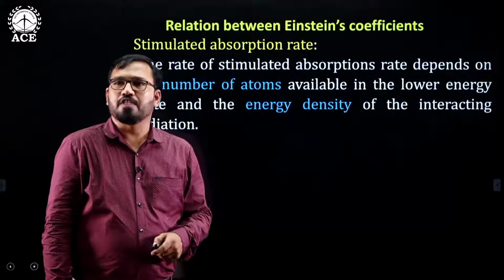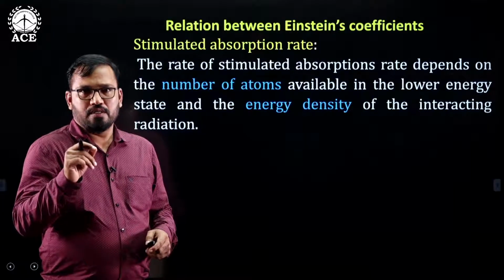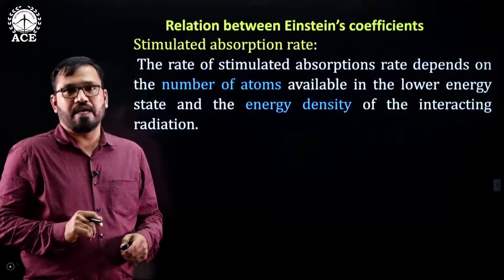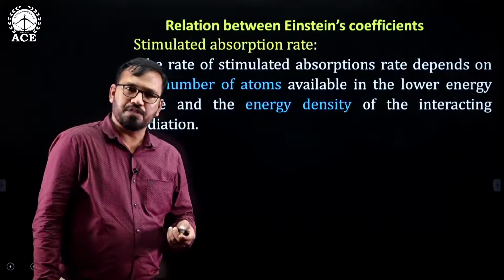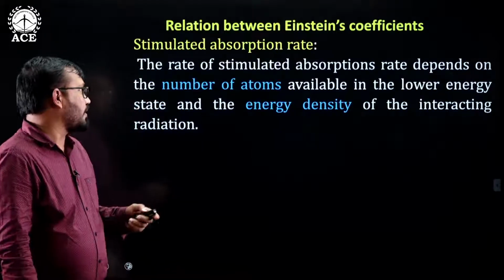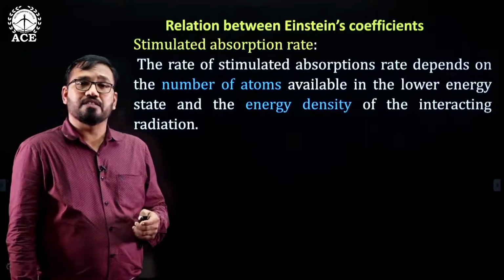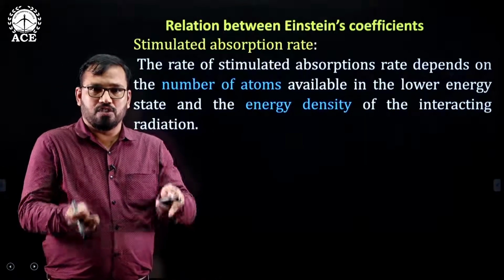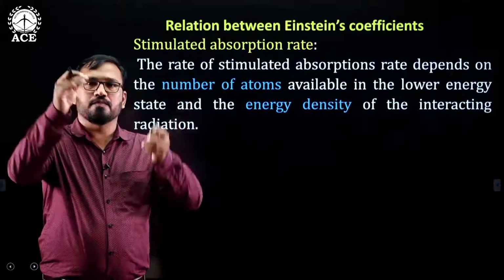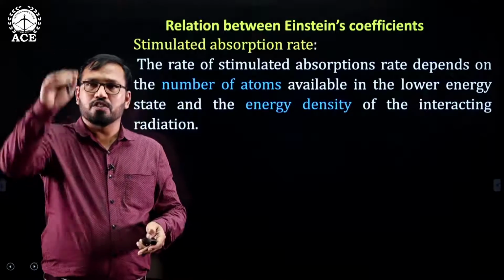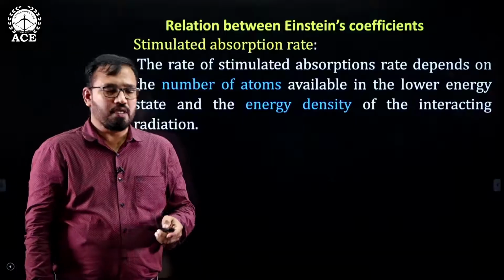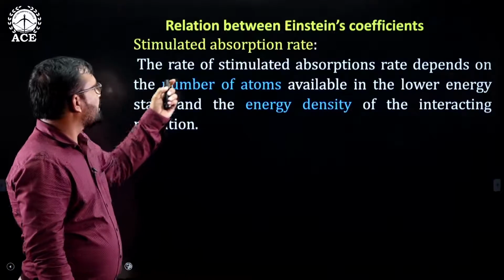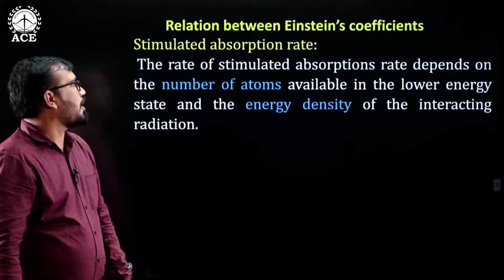Now I am going to derive the relations of the Einstein coefficients. So for that, how many transitions are there? Stimulated absorption, then coming down, spontaneous emission, and another one is stimulated emission. So we have 3 types. First I am going to explain the stimulated absorption rate.